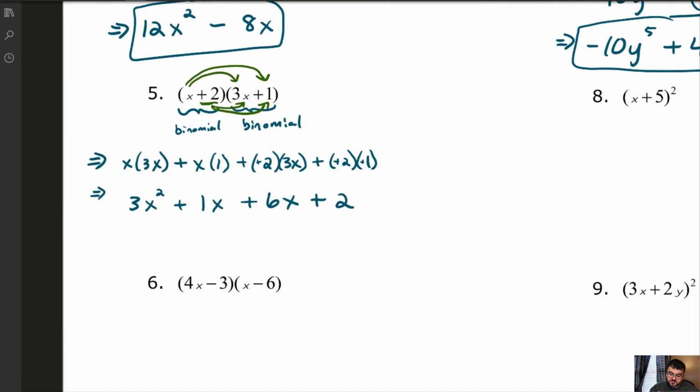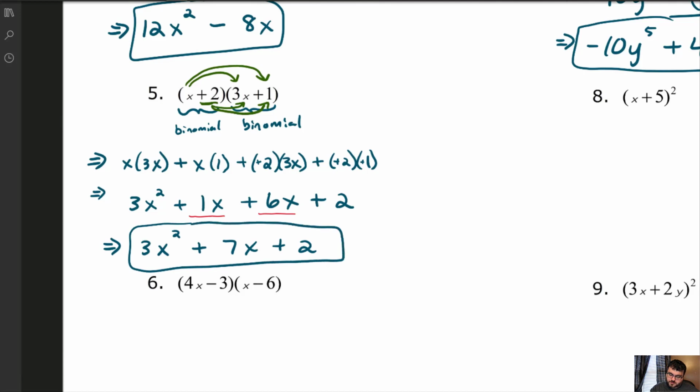Now if you look here, there are some like terms in the middle. 6x and 1x will combine to make 7x total. So this will be 3x squared plus 7x plus 2. And you can't really combine any other terms like the 3x squared. You can't add it to 7x because one has x squared and one of them has x, so those don't combine. The number 2 by itself is just going to be hanging out, so there's nothing else you can do with that one as well.